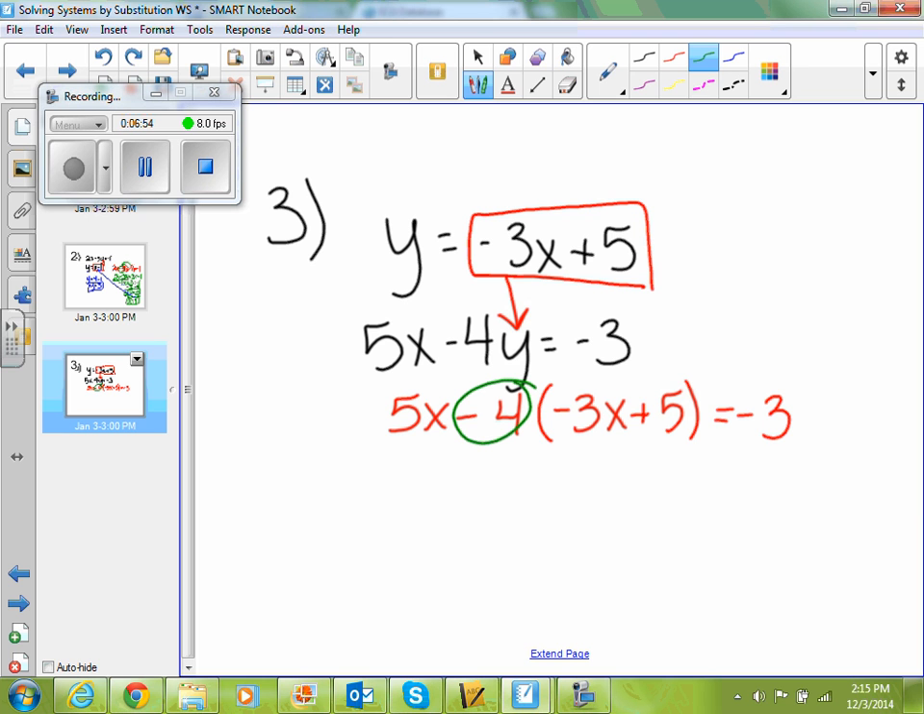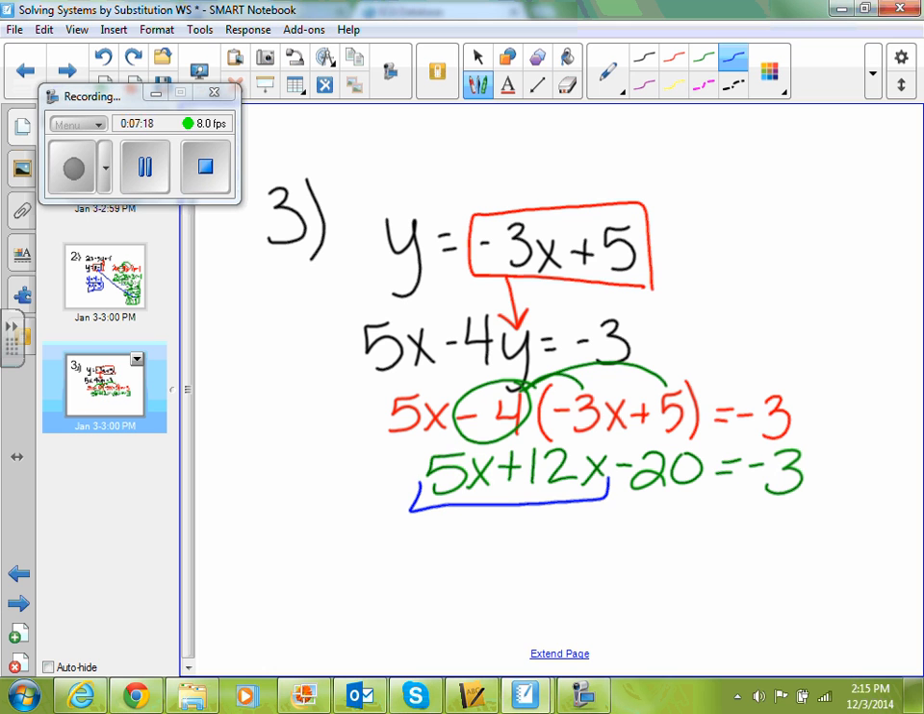Ethan, help me distribute this negative 4. Negative 4 times negative 3x gives me 12x. And negative 4 times 5 gives me negative 20. So I get 5x plus 12x minus 20 equals negative 3. Niles, if I combine my like terms, what's 5x plus 12x? 17x, so 17x minus 20 equals negative 3.